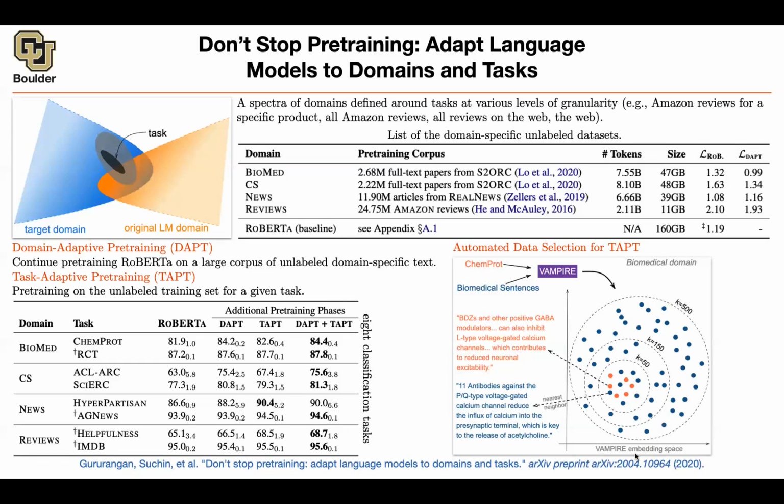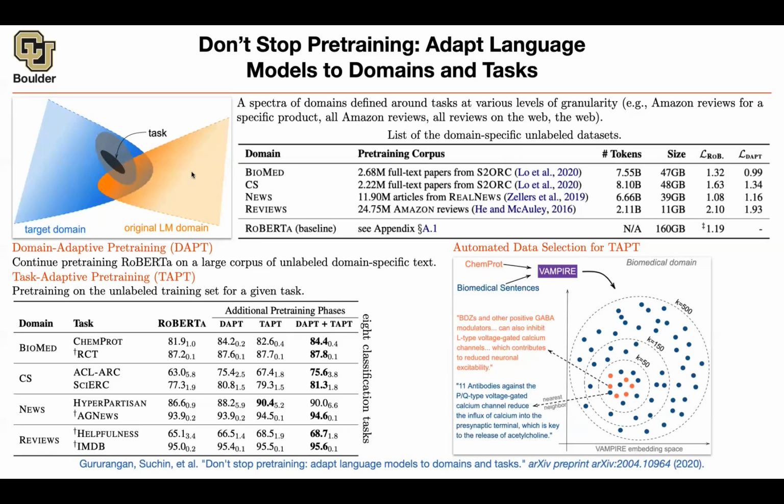Measuring the distance between two sentences is hard. Measuring the distance between two vectors is simple. Now that you know the distance, we can look at the k nearest neighbors of the chemprod data. And depending on the k, you have different sizes for this gray region.